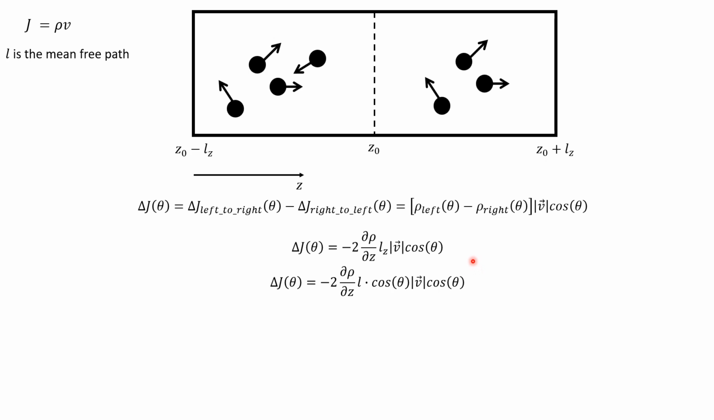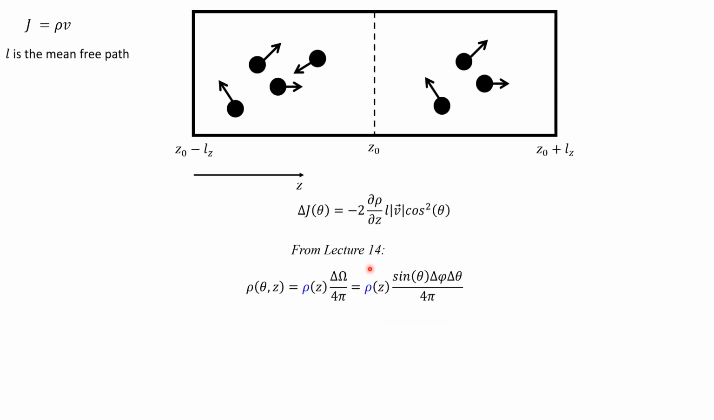Now we clean the screen a bit and express the projection of the mean free path in terms of the mean free path itself. So Lz is L times the cosine of theta. And now we get that the contribution of the group of particles traveling with velocities making an angle theta is given by this expression.